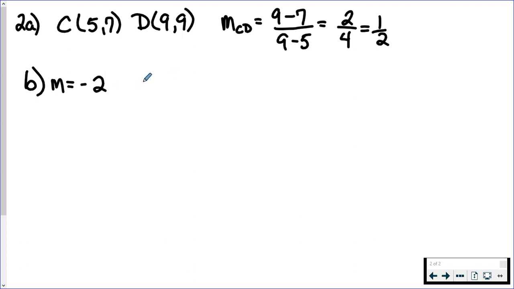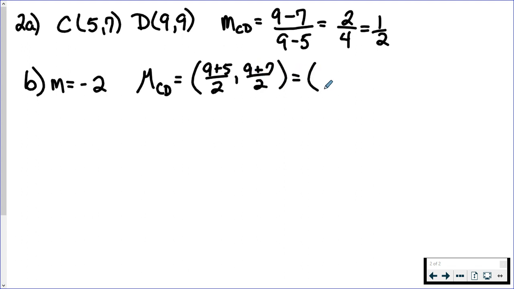All right, again, it has to be the bisector, so the midpoint of CD has to be on that line as well. Of course, the midpoint is the average of the x's, so (9 plus 5) over 2, comma, the average of the y's, so (9 plus 7) over 2. All right, so 14 over 2 is 7, and 16 over 2 is 8. So the point (7, 8).